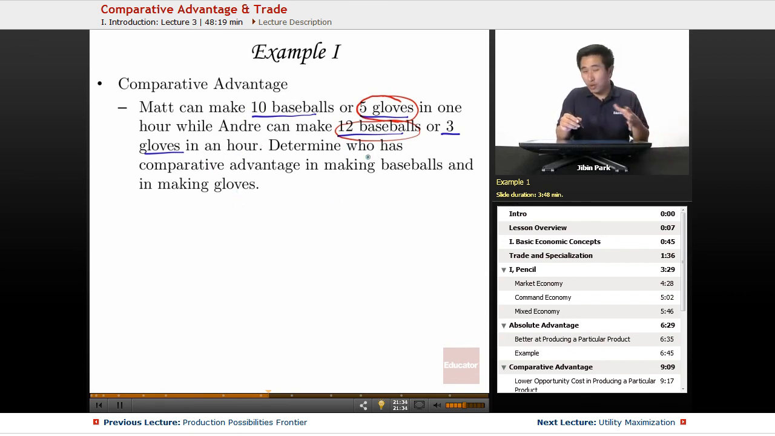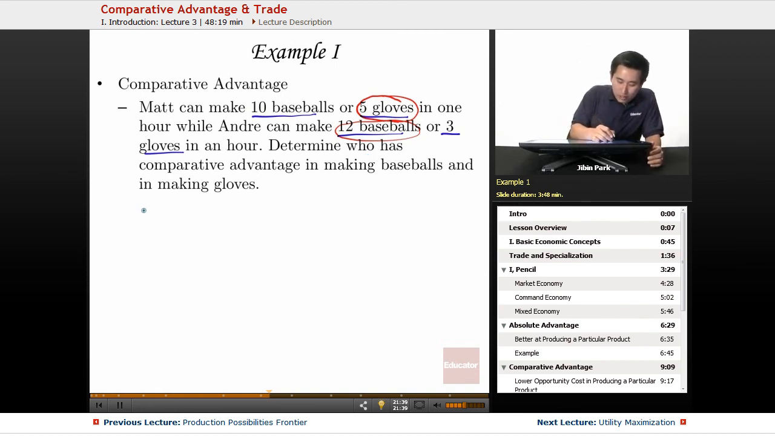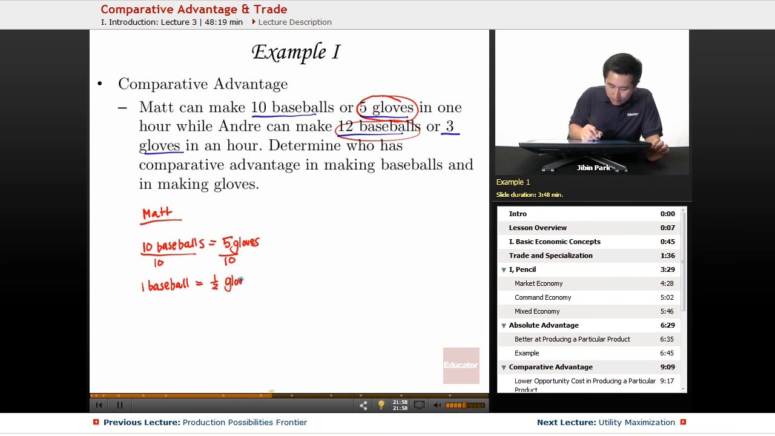But again, the reason why isn't because of the absolute advantage, it's because of the comparative advantage. So let's go ahead and work out this equality. Matt, so 10 baseballs is going to equal 5 gloves. So what you have here is you divide by 10 on both sides, and you get 1 baseball equals 1.5 gloves. Again, find the reciprocal, which would be 1 glove equals 2 over 1, or just 2 baseballs.